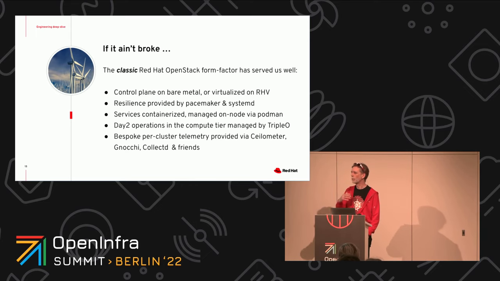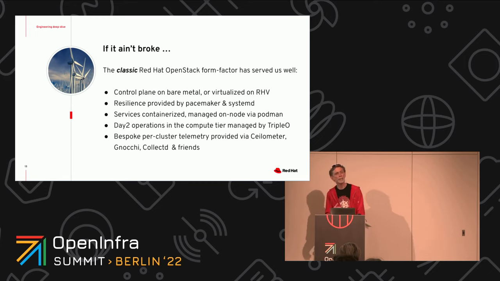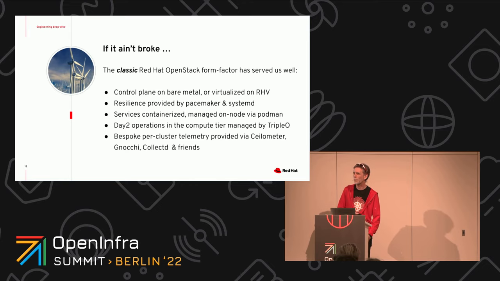We've got a scenario whereby resilience and high availability and so on is provided by very mature tooling, including Pacemaker and Systemd. Our services have been containerized for many years, right? I might be corrected by some of the engineers in the audience, but I think we brought it in OSP 12, possibly. So multiple releases into the past. It's a very mature and battle-hardened thing, right? So it's essentially all of our control plane services containerized and managed on the control plane nodes using Podman.